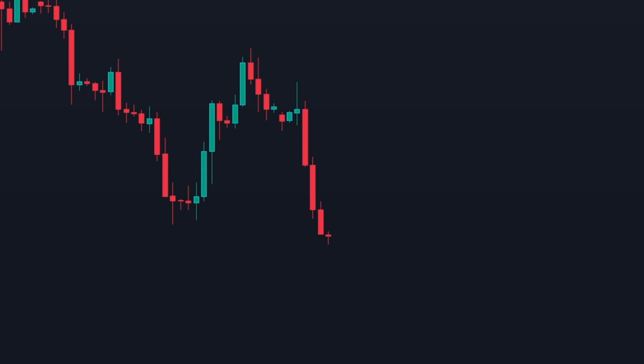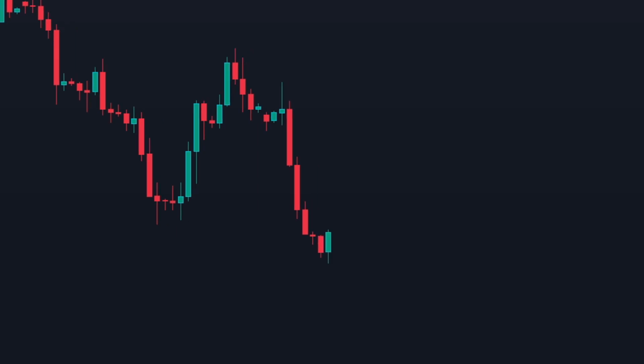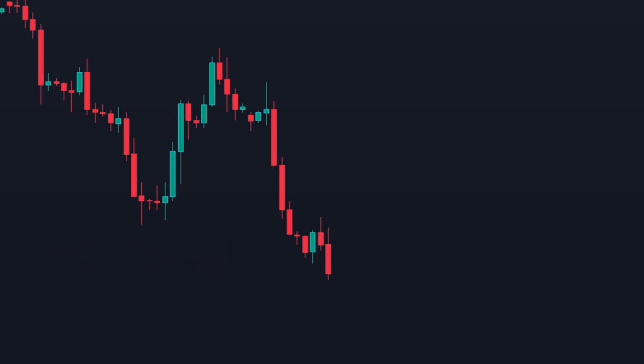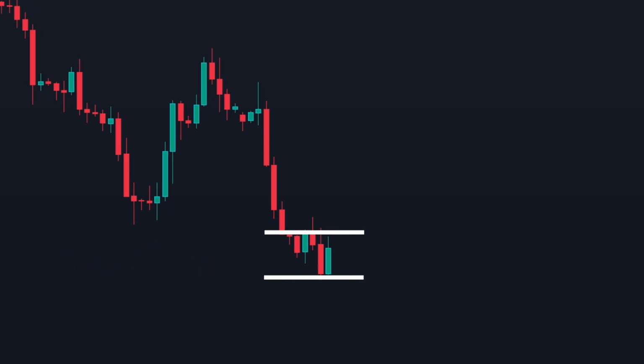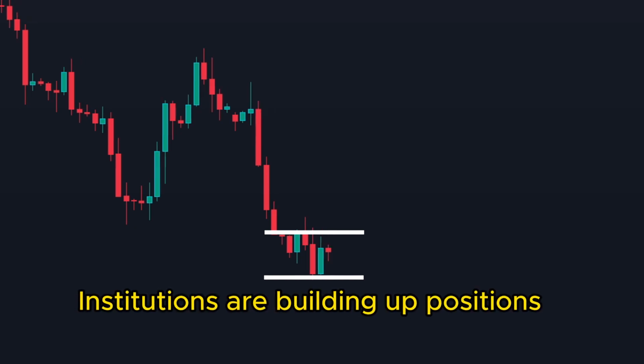Let's take a live example on the chart on how to use the break of structure confluence with fair value gap. Have patience, and price will eventually signal clues. We are in a downtrend. This price action in a lower time frame signals a consolidation where institutions are building up positions.